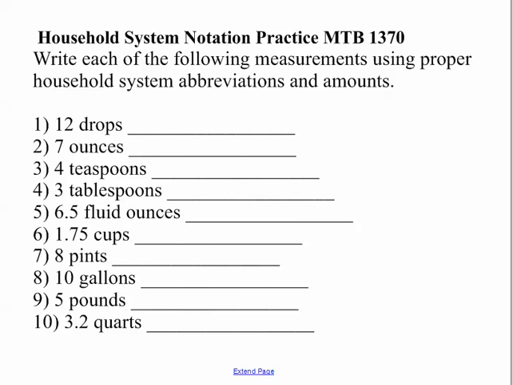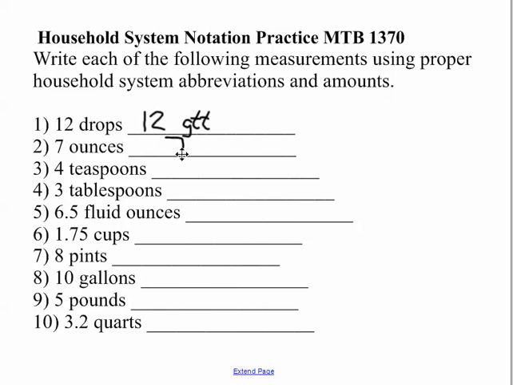So the first example has 12 drops. Well, 12 is a whole number, so all we have to do is write 12. And then you do have to recall that the proper abbreviation for drops is GTT. That's from Latin. We do not put an S and we do not put a period after the GTT. The next one's 7 ounces.